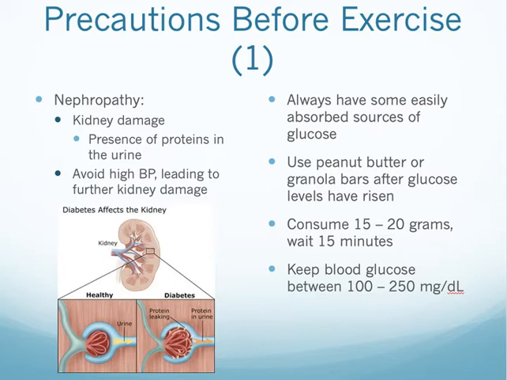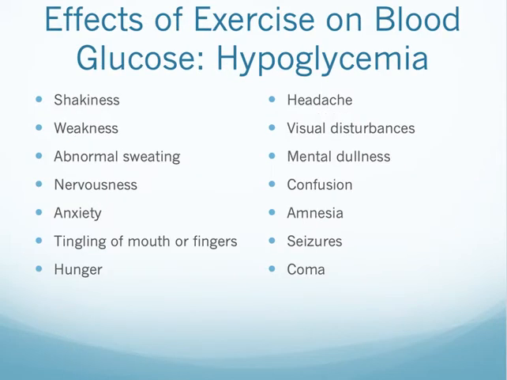To avoid overshooting and becoming hyperglycemic, a general recommendation is to consume 15 to 20 grams of carbohydrate and then wait 15 minutes to see how much the blood glucose levels rise. If levels are still low, repeat the process. Keeping blood glucose between 100 and 250 milligrams per deciliter optimizes safety by helping to avoid both hypoglycemia and hyperglycemia.